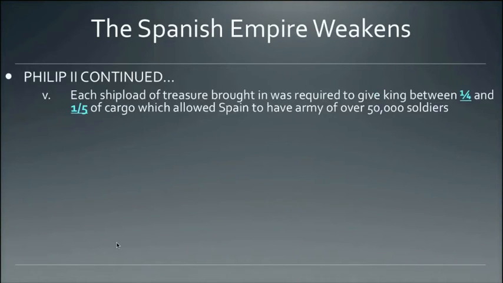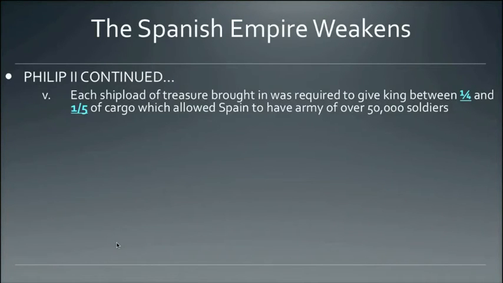Continuing on here, to kind of prove why you wanted this land, each shipload of treasure brought in was required to give the king between 1/4 and 1/5 of their cargo, which of course allowed Spain to have a lot of different things, including an army of over 50,000 soldiers. So you always have to pay your king sort of a tax. If you go out and find all this gold and all this silver and you come back, you got to give some of it back to your king. But think about it, you're still keeping anywhere from 3/4 to 4/5 of your cargo.